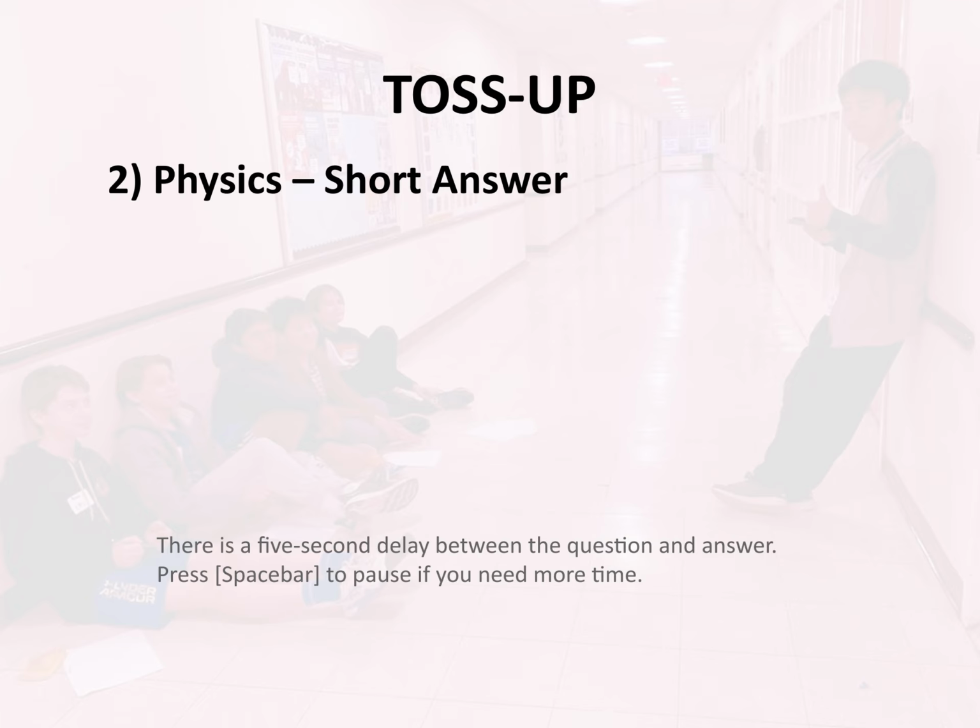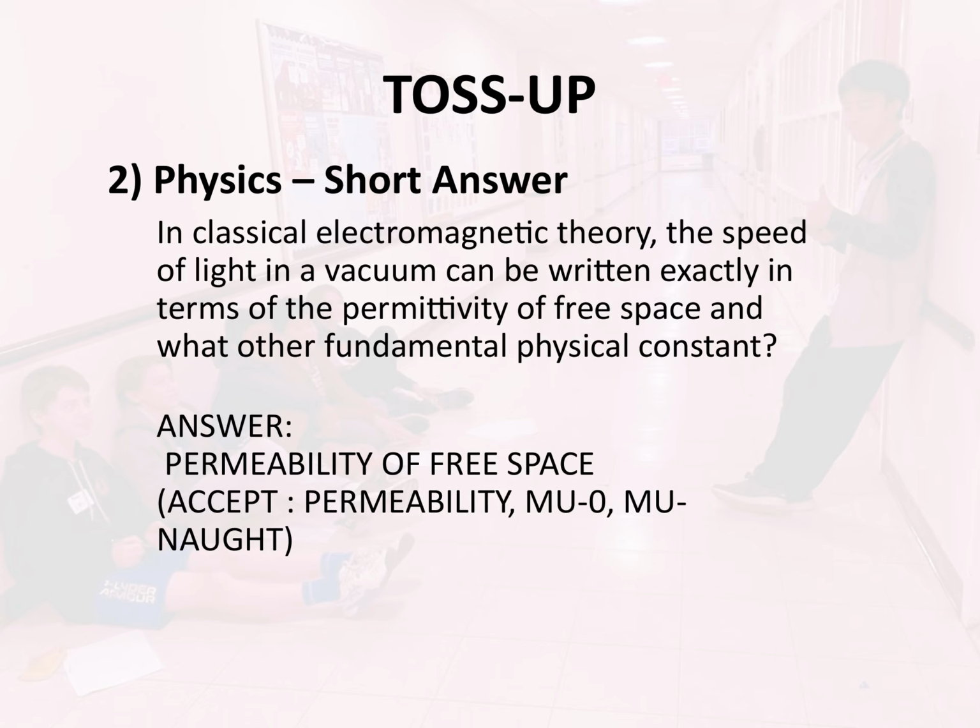Toss-up 2. Physics, short answer. In classical electromagnetic theory, the speed of light in a vacuum can be written exactly in terms of the permittivity of free space and what other fundamental physical constant? Answer. Permeability of free space.